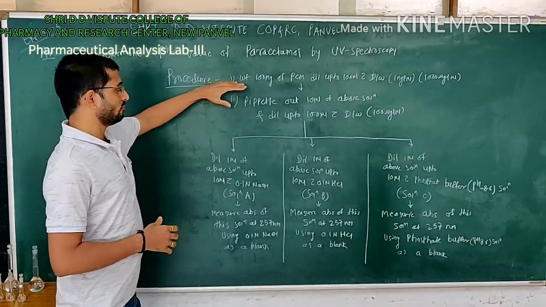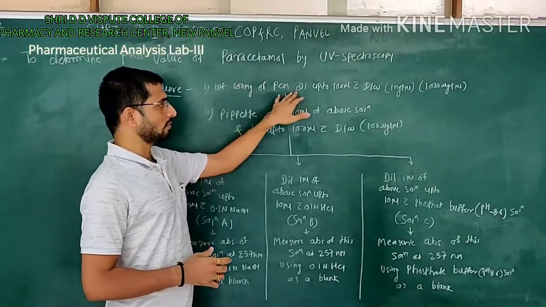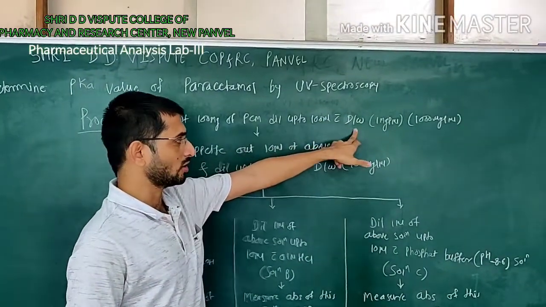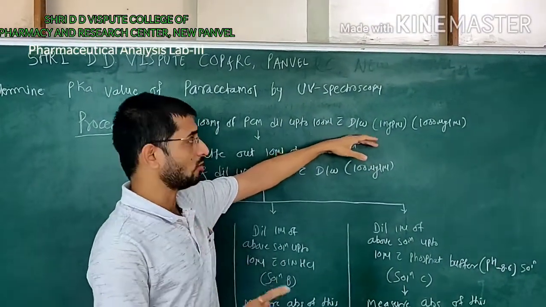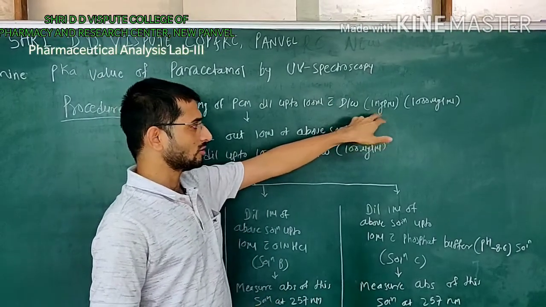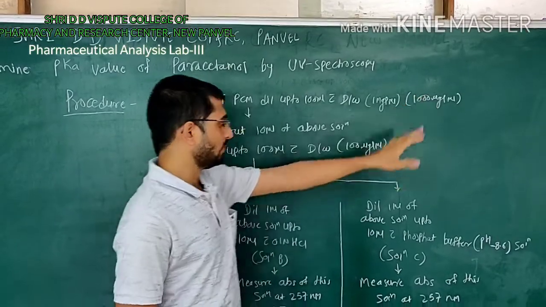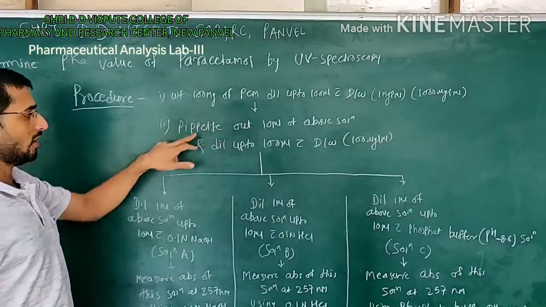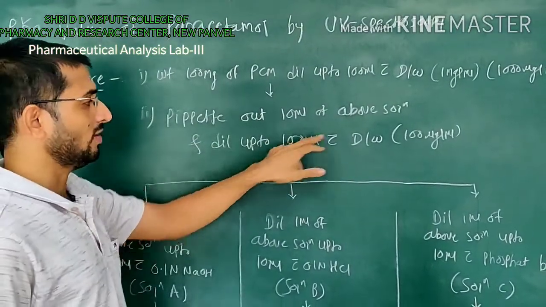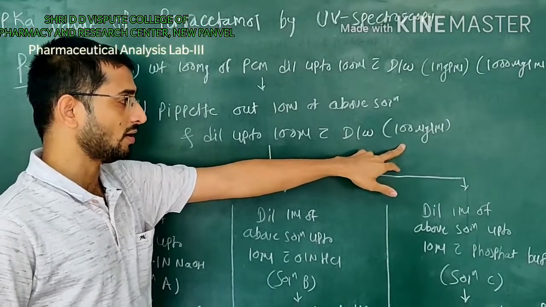For that purpose, first prepare the stock solution of paracetamol. Take 100 mg of pure paracetamol and dilute up to 100 ml with distilled water. It is very important to dilute up to 100 ml with distilled water. So the concentration becomes 1 mg per ml, that is 1000 microgram per ml. Now take 10 ml of this solution and dilute up to 100 ml with distilled water, so the concentration becomes 100 microgram per ml.